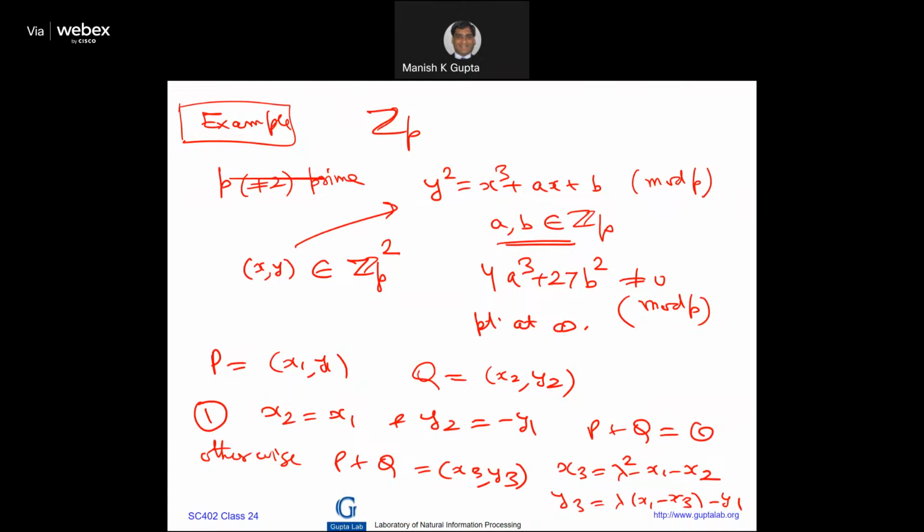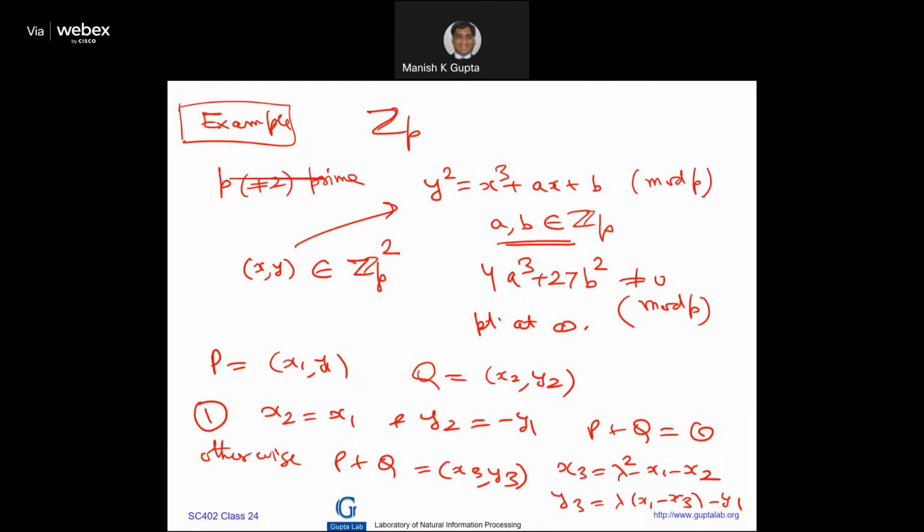This is a very important thing, and the structure of this group, depending upon what kind of curve you are taking, is quite varying. Very recently people have found the structure of the group for the integers modulo n case. It's a very complicated structure, with different cases depending upon certain conditions. But for the simple case, modulo p, you can work out many things. So you need to at least know these rules for addition of two points on the elliptic curve.